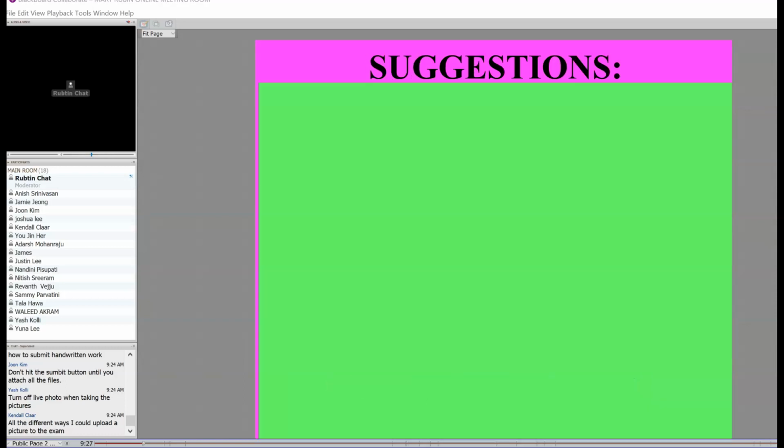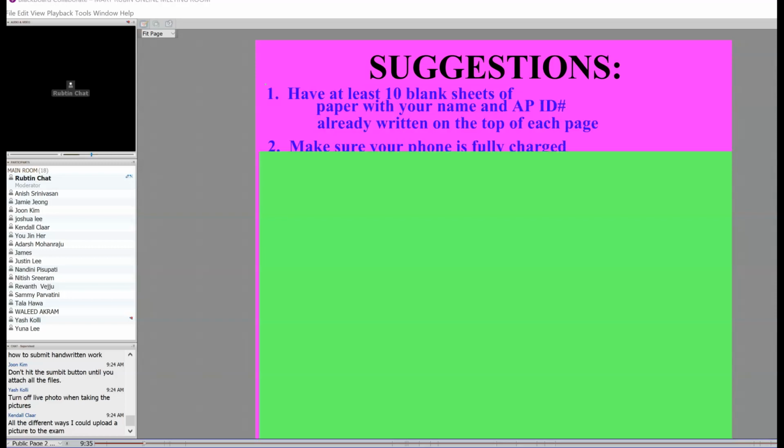A couple of tips. I posted some of these documents on Blackboard, but my suggestion, one big thing: have at least 10 blank sheets of paper with your name and AP ID number at the top. I believe you can write initials also, but I would just include your full name, because if they don't have that, they don't know what to score. So I would have that ready to go, so you're not sitting there going, oh, wait, I forgot to do that as you're taking pictures. Not that you're going to need 10, but you might. If you write really big, I'd need 10. Make sure your phone is fully charged. These are sort of like no-brainer things. Or, have your charger, obviously.